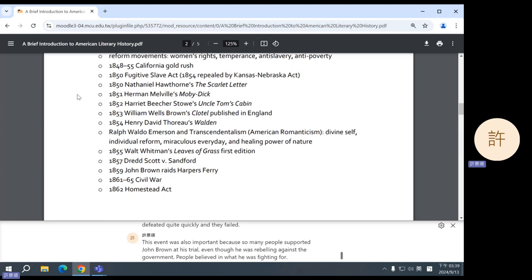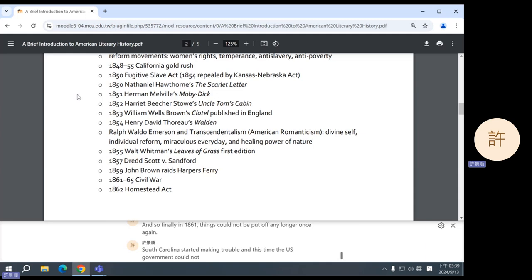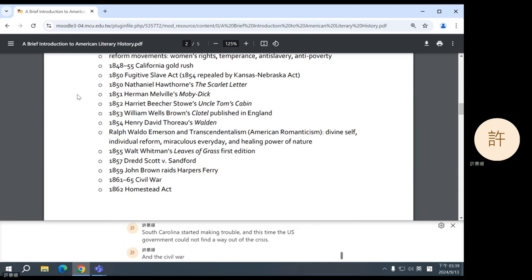And so finally, in 1861, things could not be put off any longer. Once again, South Carolina started making trouble. And this time, the U.S. government could not find a way out of the crisis, and the Civil War began.